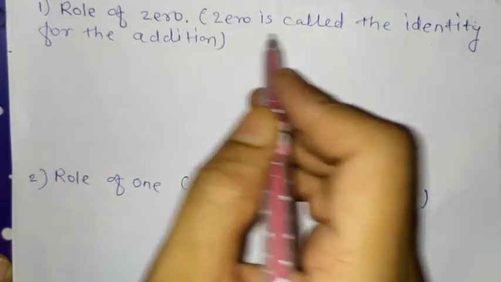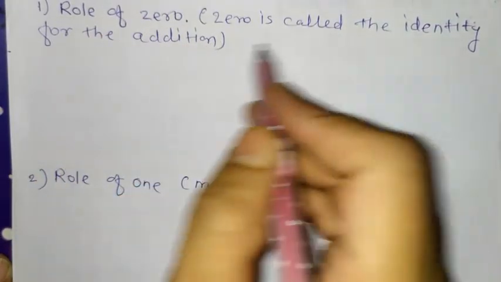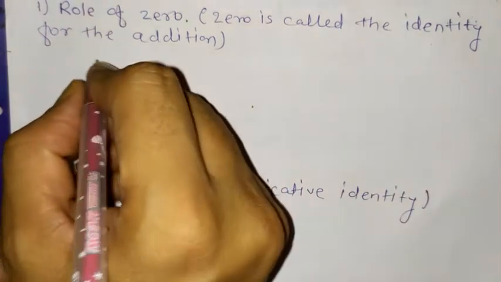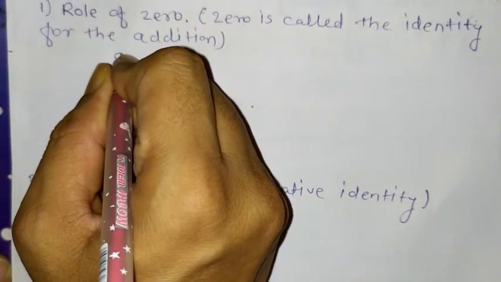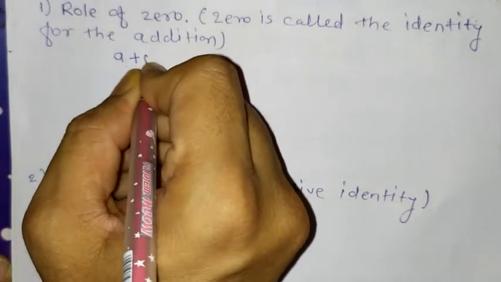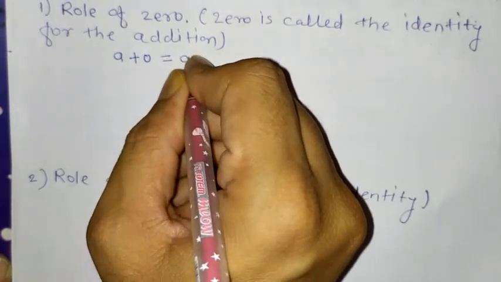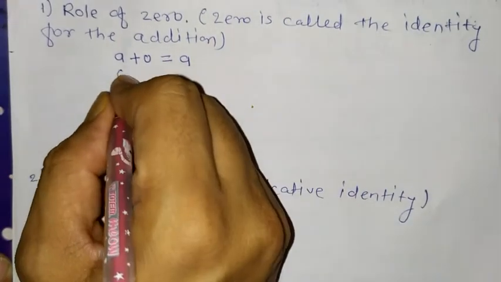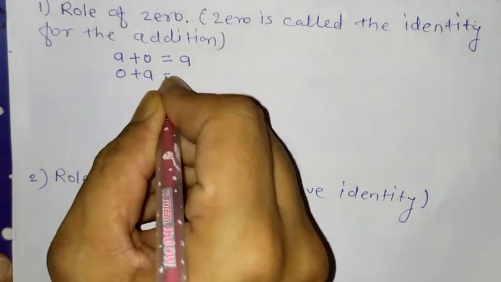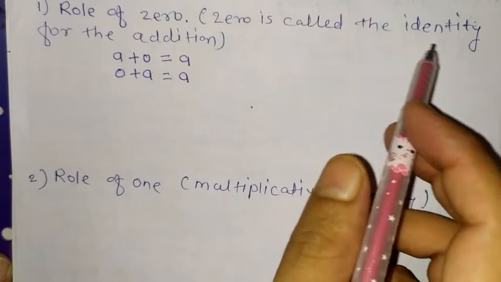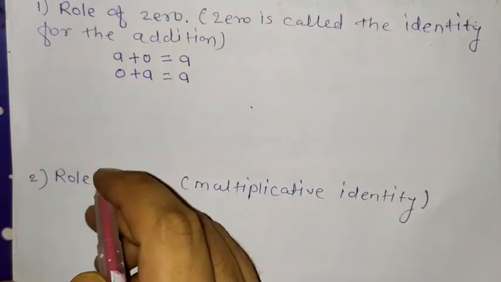Role of 0. 0 is called the identity for addition. Why is it called identity? For example, if you write a plus 0, where a is any number, it is always equal to a. Or if you write 0 plus a, it is always a, meaning you are getting the same number. That's why 0 is called the identity for addition.